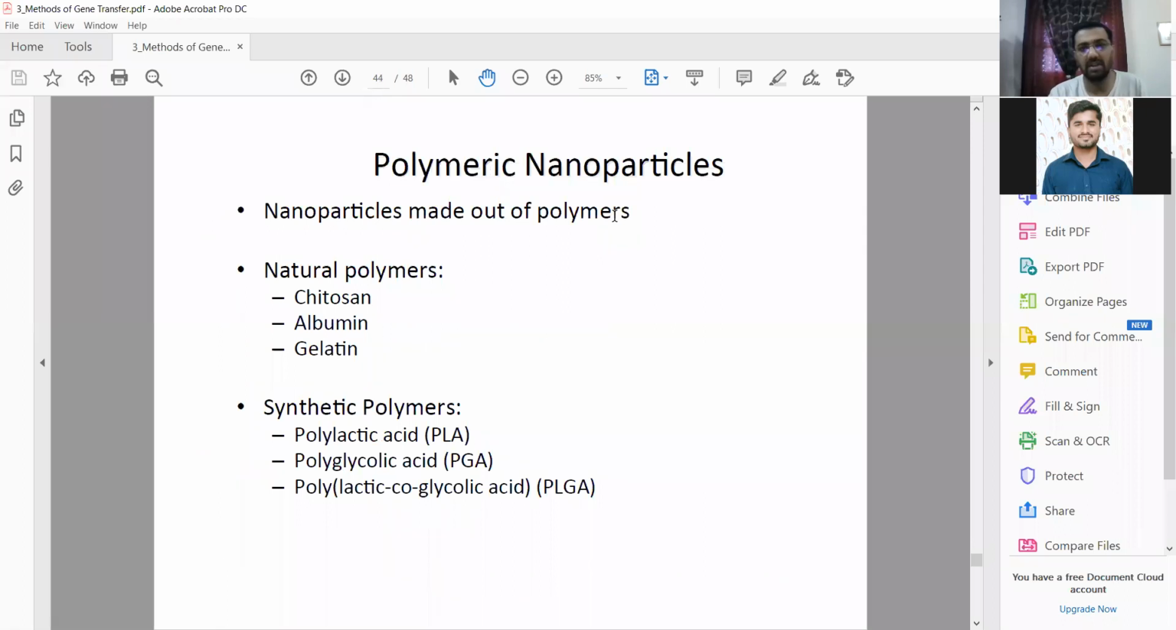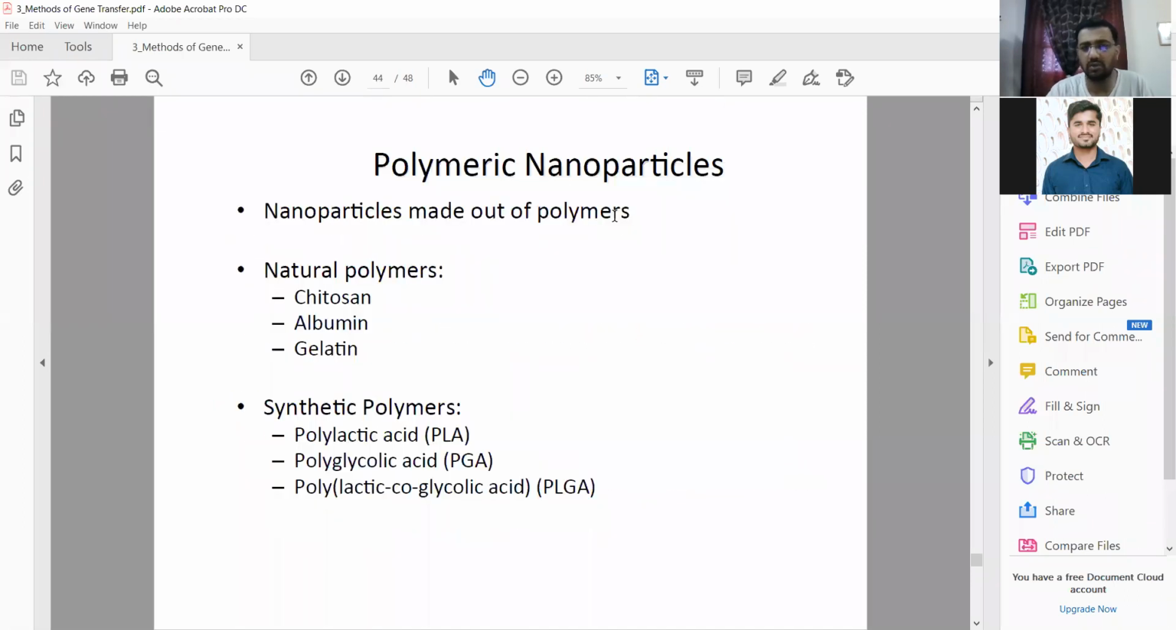Now coming to the polymeric nanoparticles. Nanoparticles are made of polymers, and natural polymers which are normally used are chitosan, albumin, and gelatin, while the synthetic polymers which are used are polylactic acid, polyglycolic acid, or a combination of both, named poly(lactic-co-glycolic acid), which is PLGA.